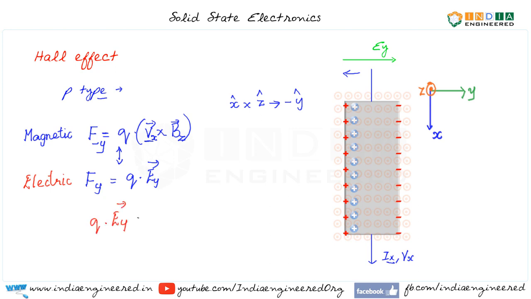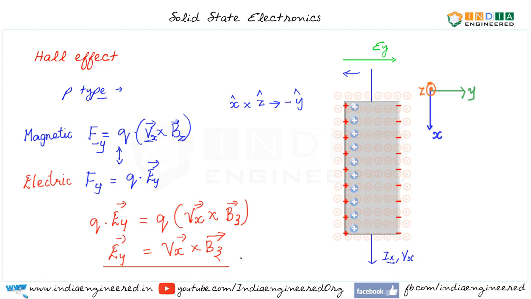So we can write Q into the electric field, the setup electric field along the y direction, equal to Q into Vx cross Bz. From this we can simply write Ey, that is the electric field generated across the material, as Vx cross Bz, where Vx is the drift velocity of the charge carriers, Bz is the magnetic field intensity and Ey is the electric field intensity. This relationship is really important. So we will continue our derivation in the next page.